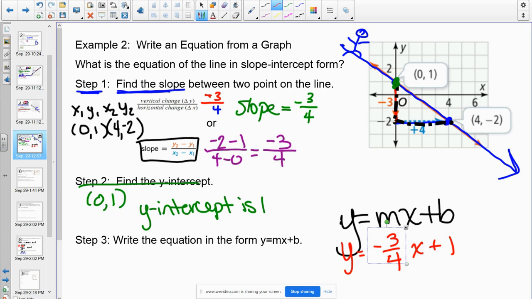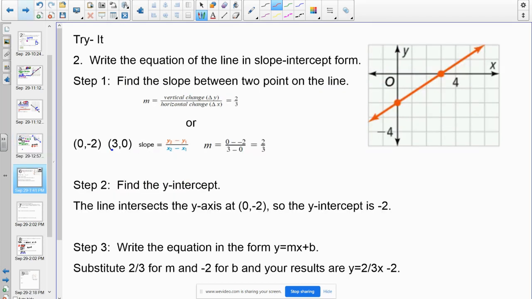Okay, again, stop it, try it, and then look to see what the answer is. If you get it right, awesome. You don't have to listen to my explanation. If you get it wrong or you don't understand it yet, listen to my explanation again. Okay, so the try it.